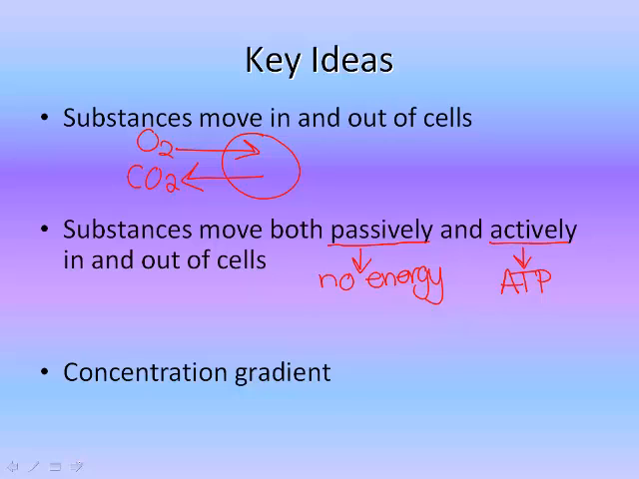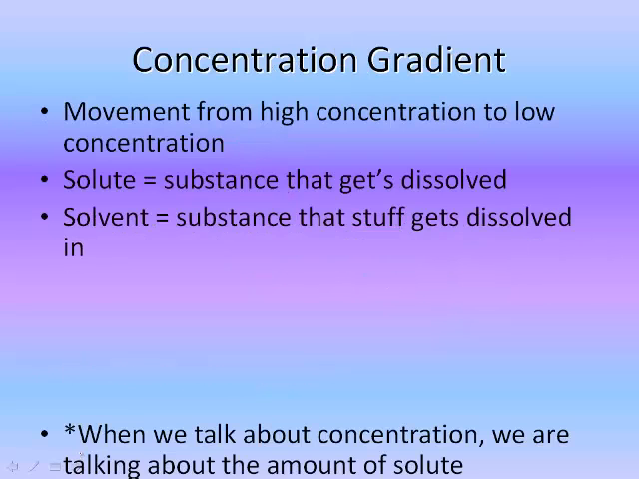Another important idea is the concentration gradient, and this is a concept that we're going to talk a little bit further about. The concentration gradient is the movement from a high concentration to a low concentration. When we talk about concentration, we're talking about the amount of a solute in a solution. Solute is the substance that gets dissolved in a solution, and the solvent is the substance that dissolves the solute in the solution. So let's think about iced tea.